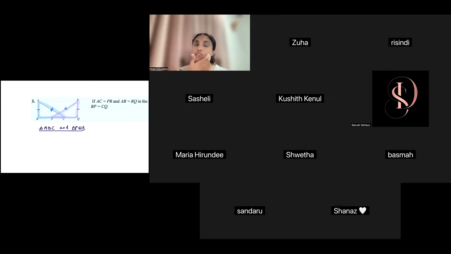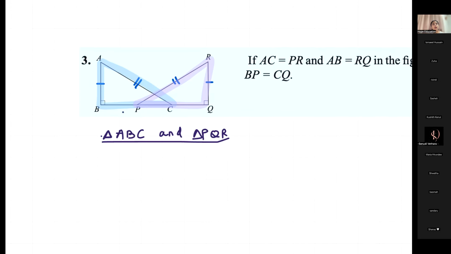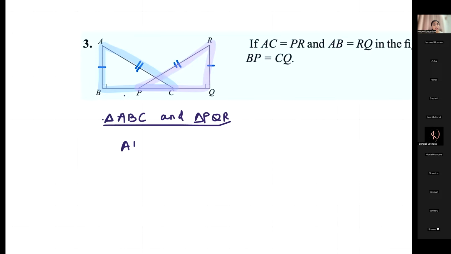So if you take these two triangles, what are the common elements? Quickly tell. Fast. Angle ABC and angle RQP are equal, right angles. Yes, they are equal. So angle ABC equals angle PQR, same thing. And that is given.